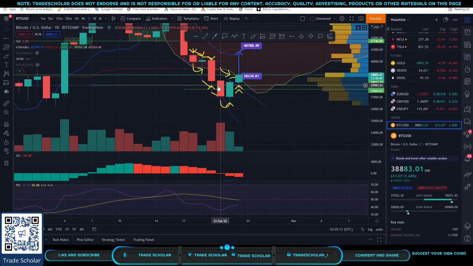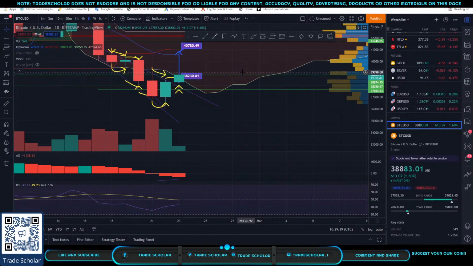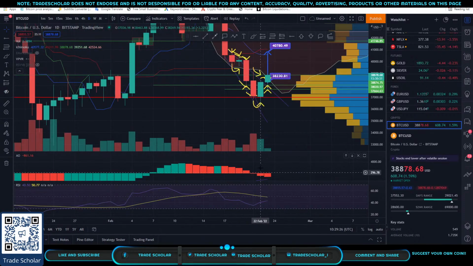Because this one is a bullish harami, we can expect this one to be a green candle also. So this is our daily time frame.